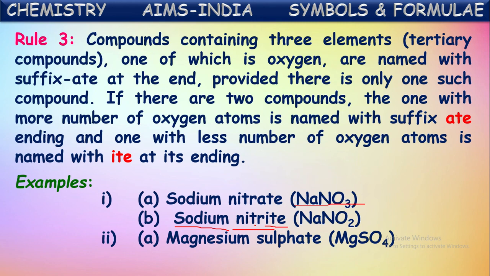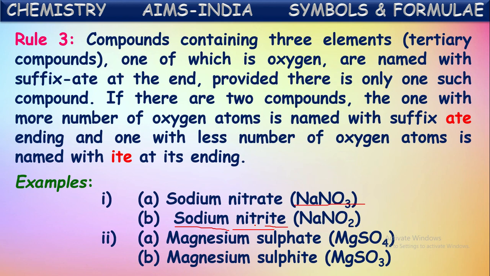See, magnesium, sulfur and oxygen. This combination can form two compounds: MgSO4 and MgSO3. In these two, the first compound has more oxygen atoms. Now first in this naming, we write the metal's name, magnesium. Next, the non-metal other than oxygen, this is sulfur. And at the end of this sulfur name, "ate" is attached by eliminating some letters. Now it became sulfate. Thus, the compound name will be magnesium sulfate.